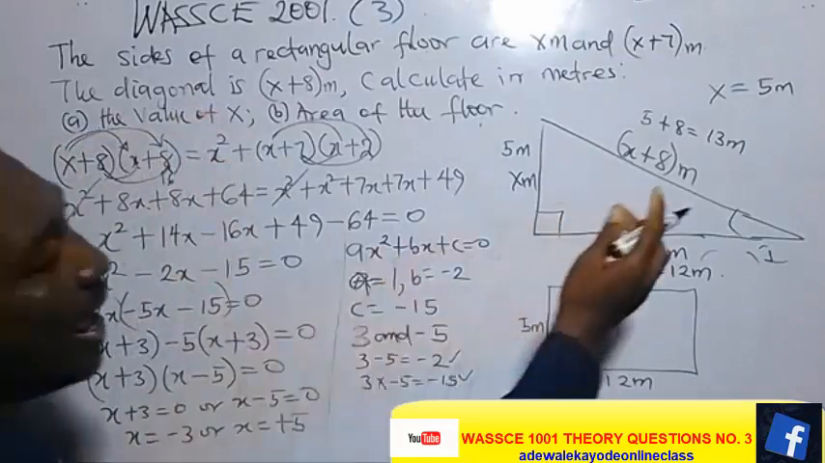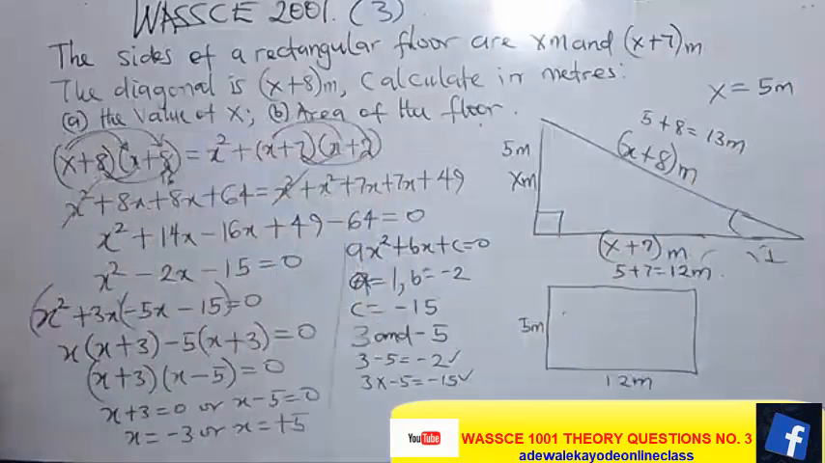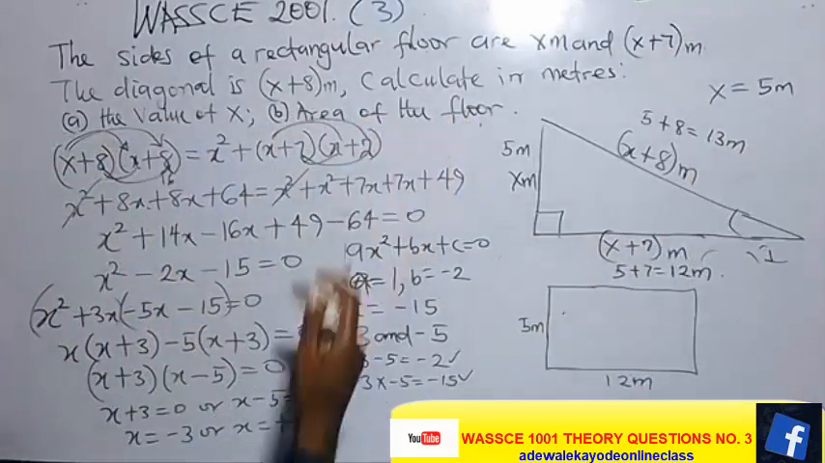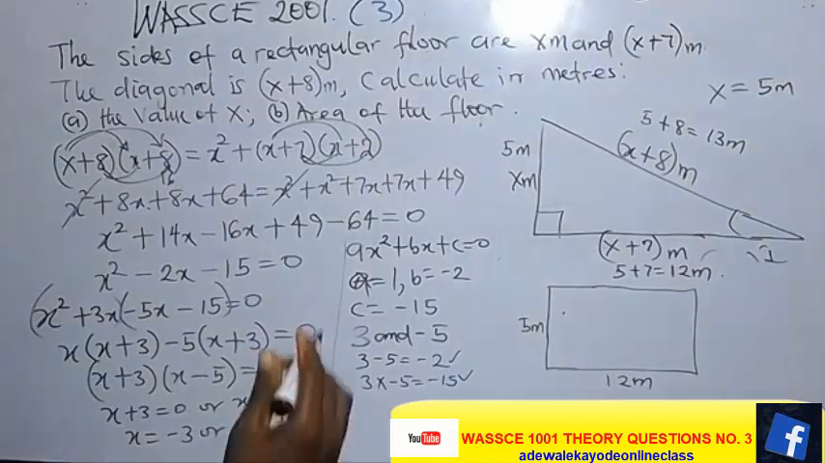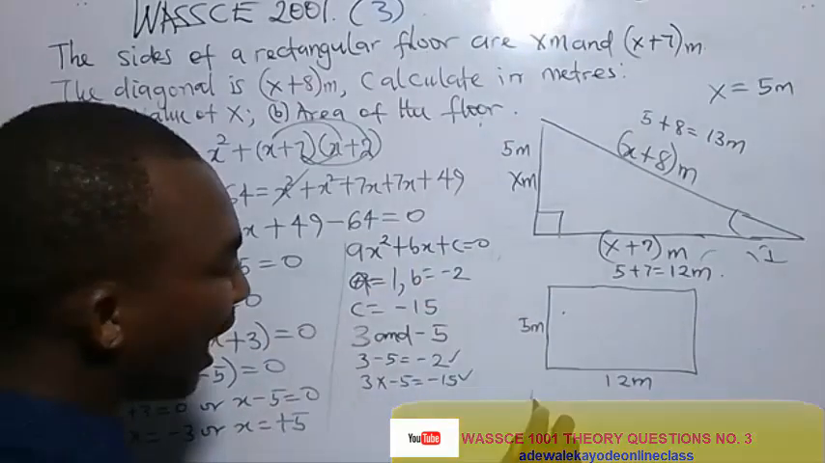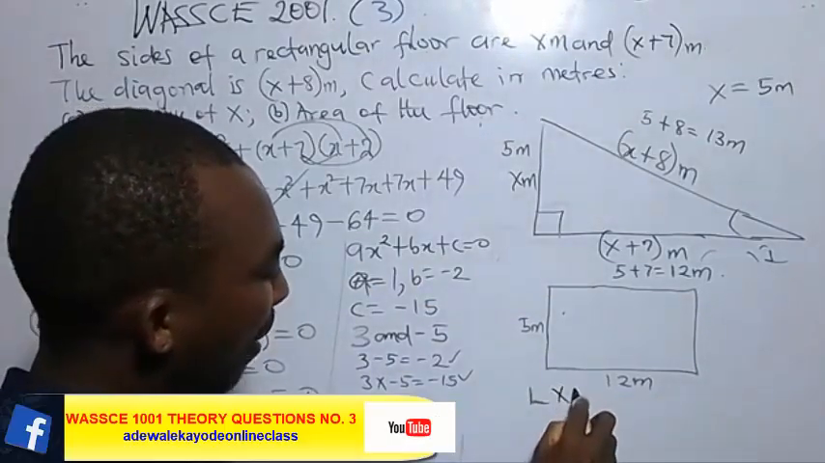And the question says, first, find the value of x. So the value of our x is now what? Is 5. So to look for the area of the floor now, what is the area of a rectangle? Area of a rectangle, that is what? Length multiplied by what? Breadth. So that is length multiplied by breadth.